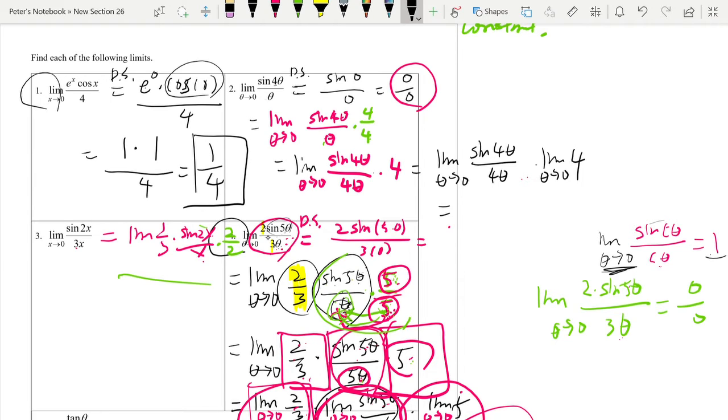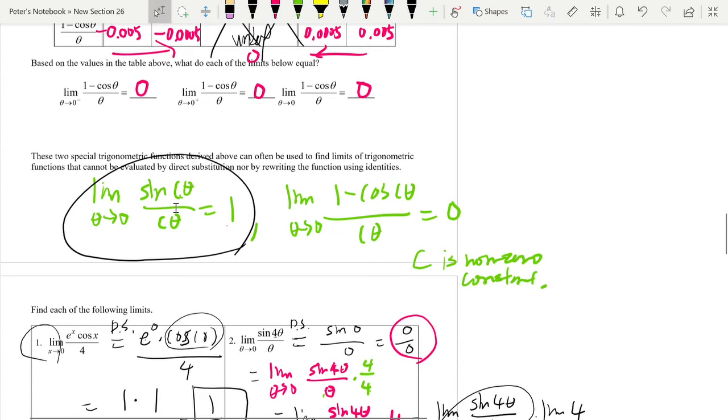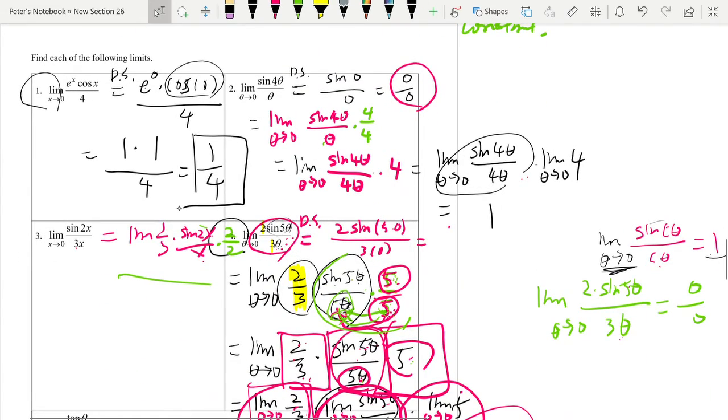Now what's lovely is this whole thing, using this one again, right? It's going to be 1 times 4. So your answer, the limit value that you're going to get, is 4.